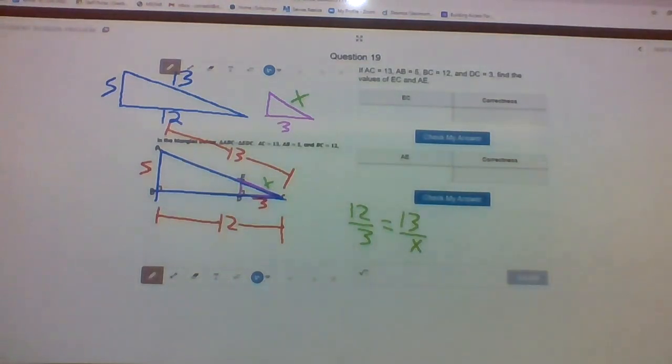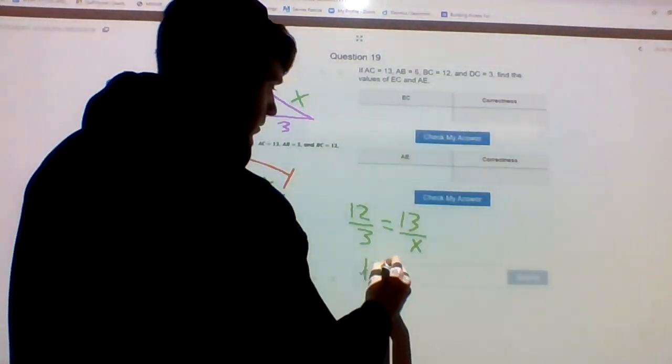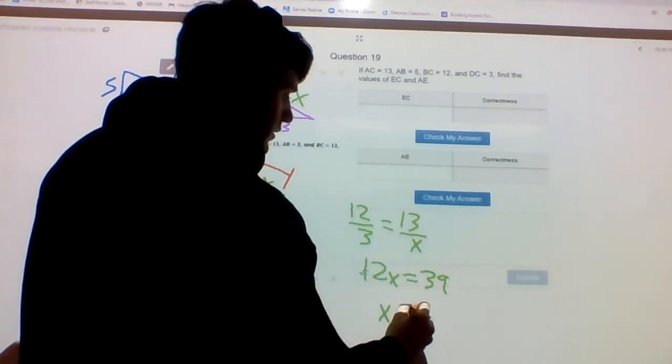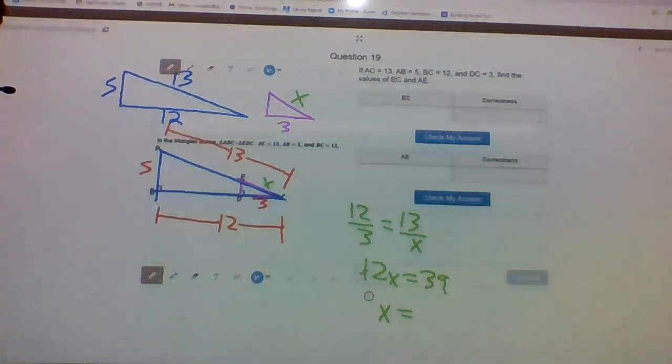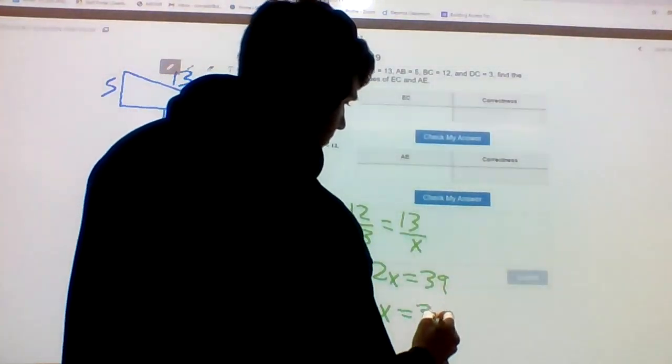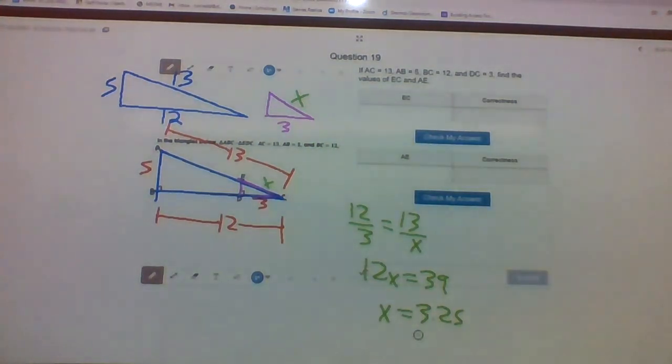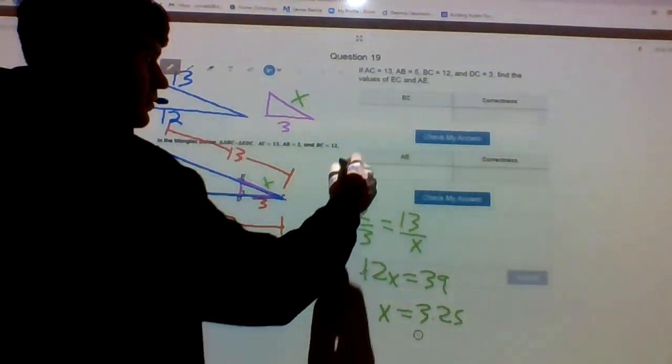Cross multiply, that's going to be 12x equals 39. So x equals, you divide both sides by 12, 3.25. Right, 12 goes into 36 three times, and then you have 3 left over, so 3 over 12 is 0.25. So EC is 3.25.